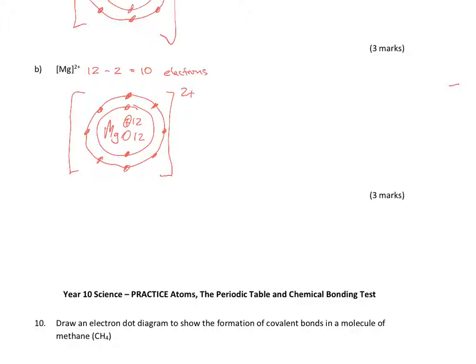So let's do the configuration. 1s2, 2s2, 2p6. 1, 2, 3, 4, 5, 6, 7, 8, 9. That's 10 electrons done.